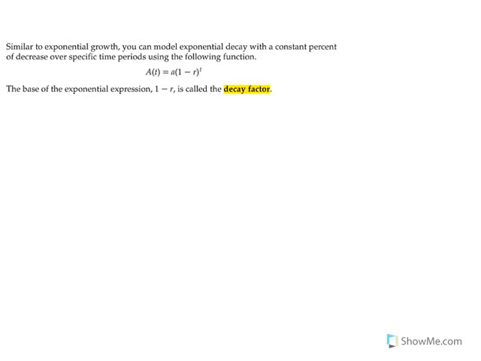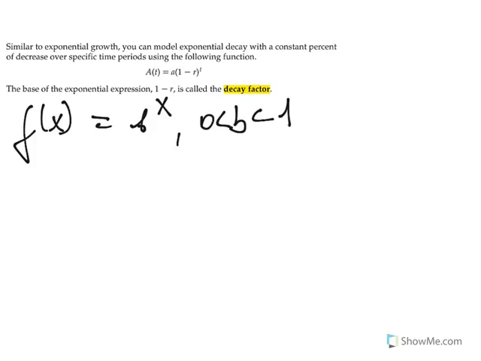Hello students, in this video we are going to talk about exponential decay. The second type of exponential function is exponential decay. Exponential decay is a function f of x equal b to the x power when b is greater than 0 but less than 1.